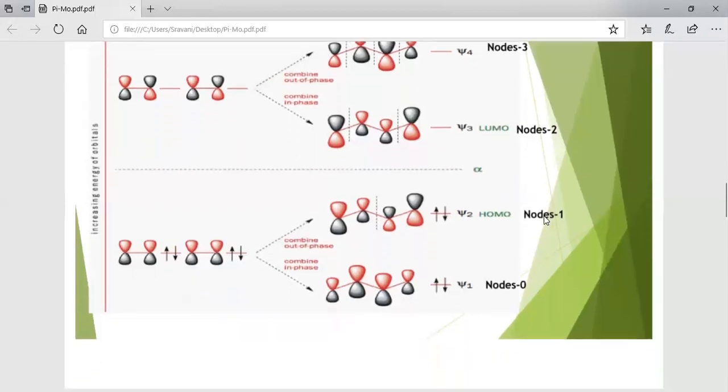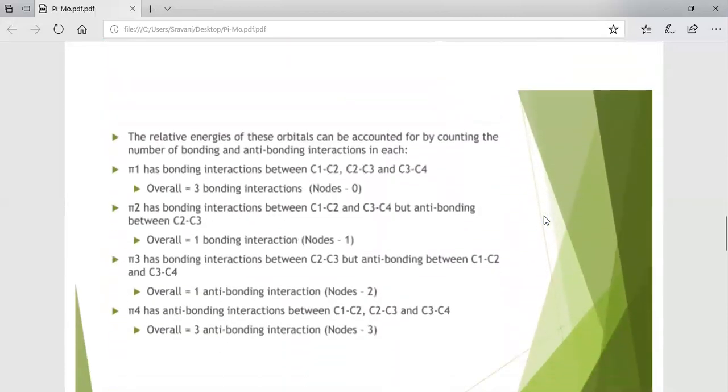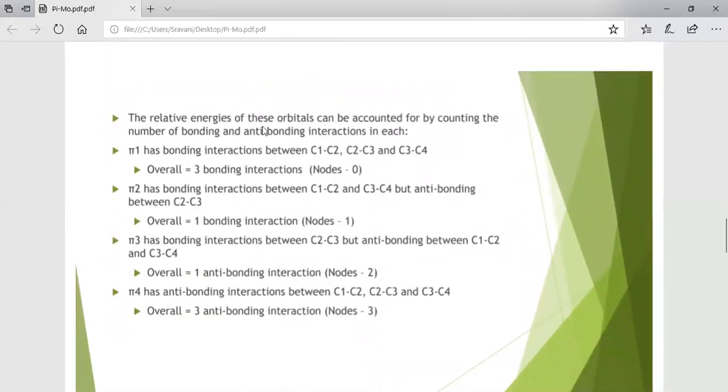Moving on to the next one, just reminding within the theoretical matter. The relative energies of these orbitals can be accounted for by counting the number of bonding and anti-bonding interactions in each. Again, as I mentioned earlier within the picture, in the case of Xi1 the energy level has bonding interactions between C1 and C2, C2 and C3, and C3 and C4. In total 3 bonding interactions. And anti-bonding interactions are 0 because here the number of nodes is 0.